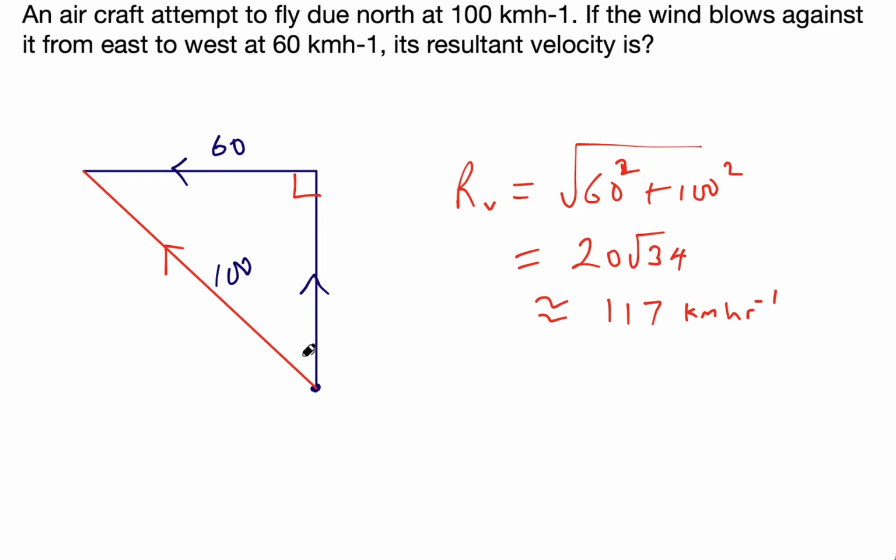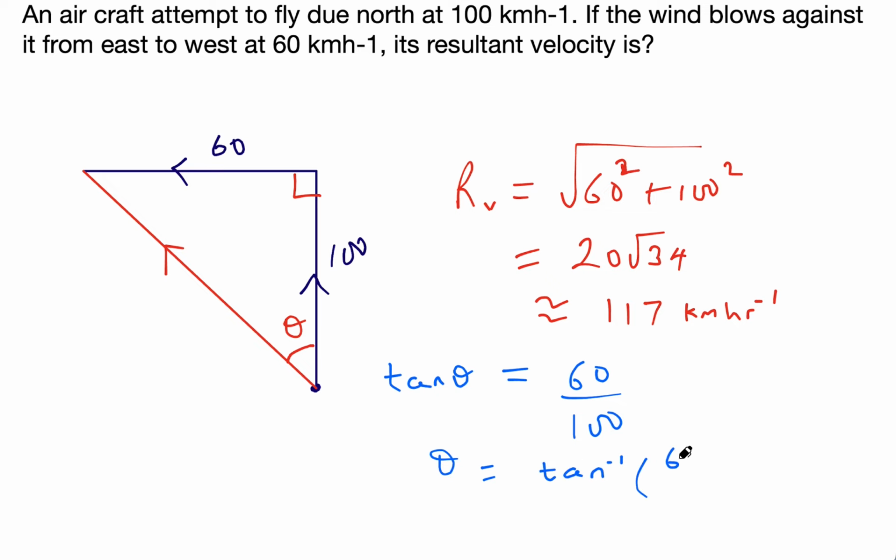Now, we need to find the direction. Basically, we need to solve for this angle theta. To solve for this angle theta, we know we have 100. This 100 belongs here, so let me just put it here. So in this place now, we have two components. We have the opposite to the angle and we have the adjacent to the angle. So we can use tan theta equals the opposite, which is 60, over the adjacent, which is 100. So that implies that theta will be the arctan of 60 over 100, and then that is the arctan of 0.6.